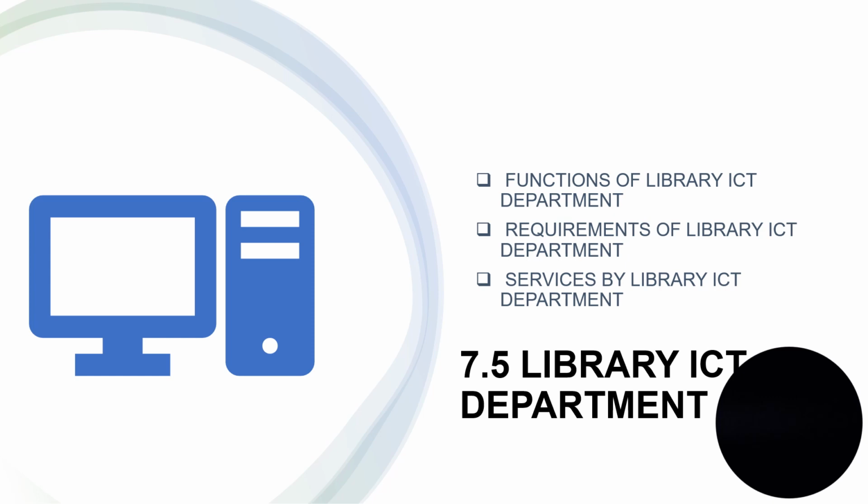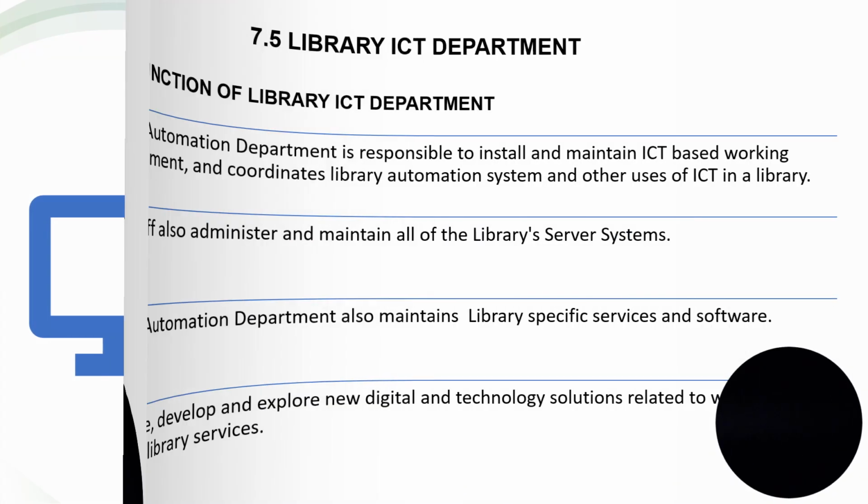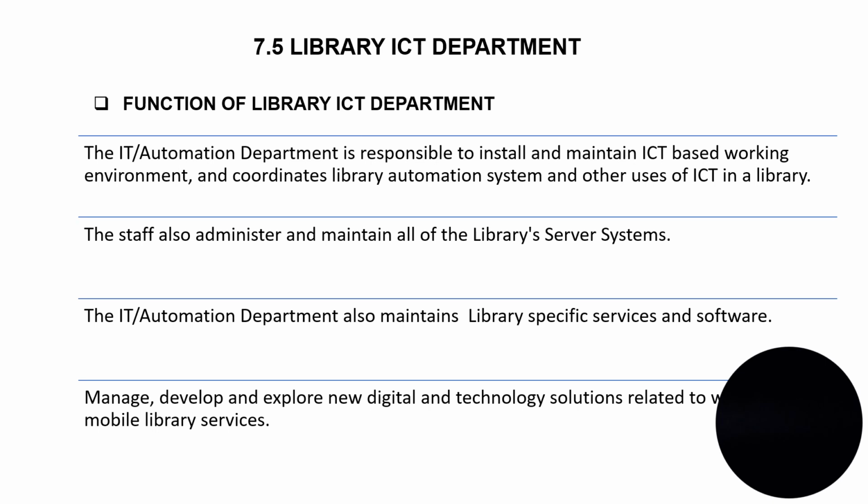So, library ICT department. Functions of the department. The IT or automation department is responsible to install and maintain the ICT-based working environment and coordinates the library automation system and other uses of ICT in a library. So basically, the library ICT department will handle all of the IT things in the library. The staff also administer and maintain all of the library server system. So if the library uses a server, staff in the IT or automation department will handle and maintain this library server.